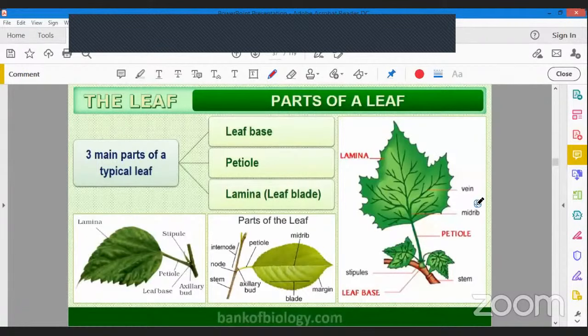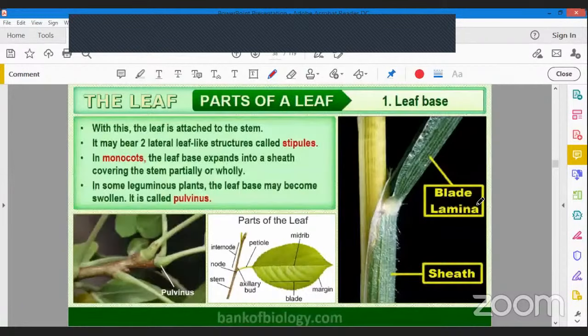Done. So look at this leaf base. So with this, the leaf is attached to the stem. Understand that the leaf is attached to the stem. So it may bear two lateral leaf-like structures called stipules. Okay, small ones, small projections like this. Stipules. In monocots, the leaf base expands into the sheath.